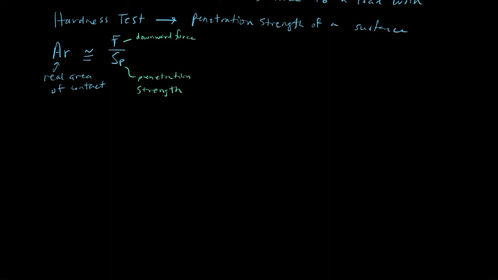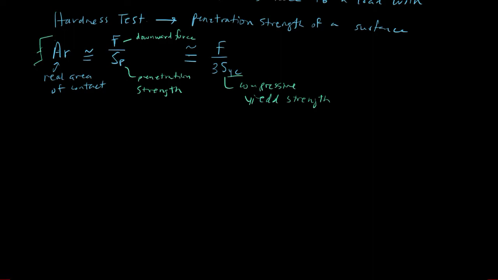What's interesting is that this area is also approximately equal to the downward force over 3 times the compressive yield strength. Okay, and so this provides a really nice way of relating the contact area with the actual material property, which is the compressive yield strength of a material.